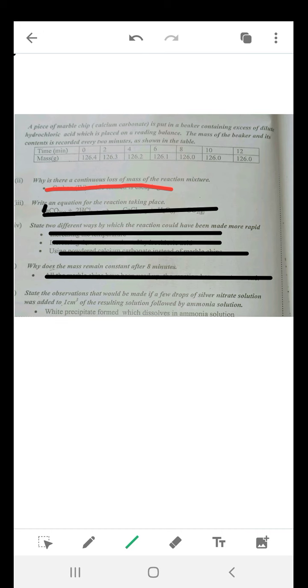So there is time, then there is mass in grams. At 0 minutes, the mass of the contents was 126.4 grams. After 2 minutes, it was now 126.3. This one was 126.4, this one is 126.3. So there is a reduction in mass.